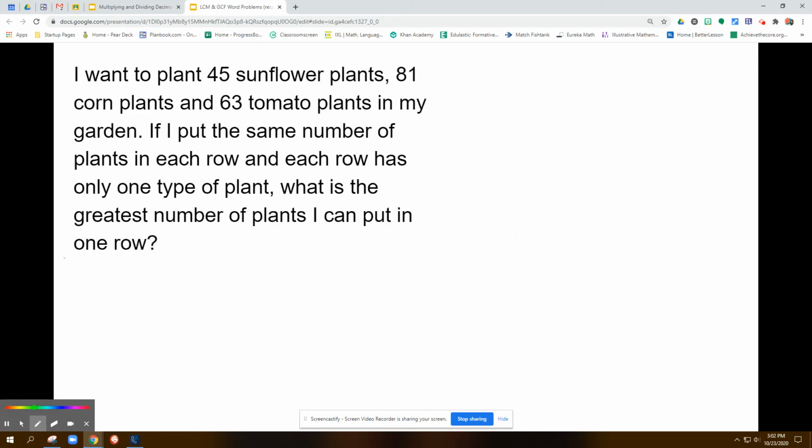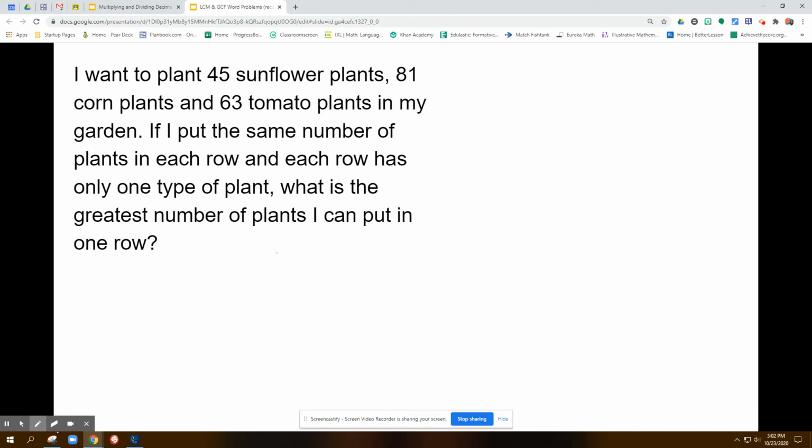The last problem is about plants. It says, I want to plant 45 sunflower plants, 81 corn plants, and 63 tomato plants in my garden. If I put the same number of plants in each row, and each row has only one type of plant, what is the greatest number of plants I can put in one row? Go ahead and answer: would this be greatest common factor or least common multiple?